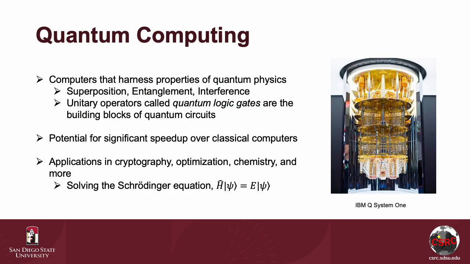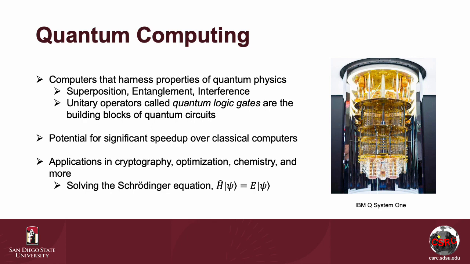So I first want to start by giving some motivation for this research and why we want to use quantum computers. Quantum computers harness the properties of quantum physics such as superposition, entanglement, and interference. And these computers could theoretically provide a significant speed up over classical computers. There are several applications in quantum computing in cryptography, optimization, chemistry, and nuclear physics, which is where my research falls into.